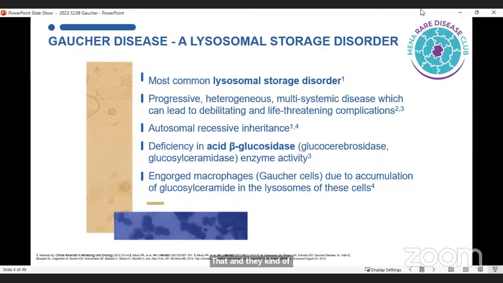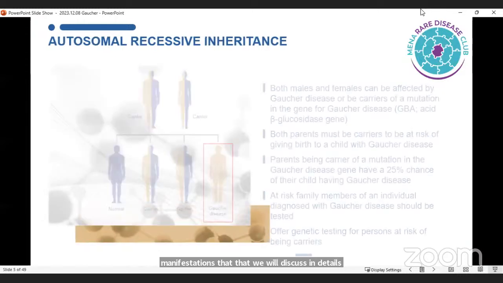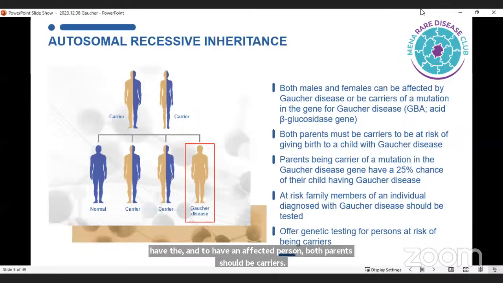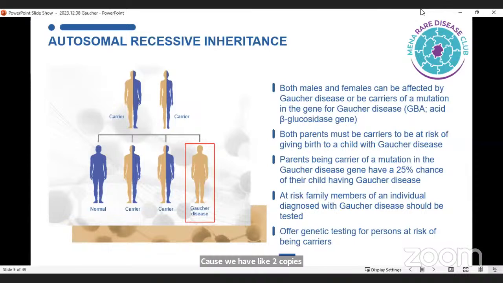Yes, thank you. And this accumulation will result in all the clinical manifestations that we will discuss in detail. As I said, it's an autosomal recessive disease. To have an affected person, both parents should be carriers, because we have 2 copies of every gene. If we have one mutation in 1 copy, then that person is considered a carrier. So the father should be a carrier, the mother should be a carrier, and then the chance of having an affected child is 25% with each pregnancy.